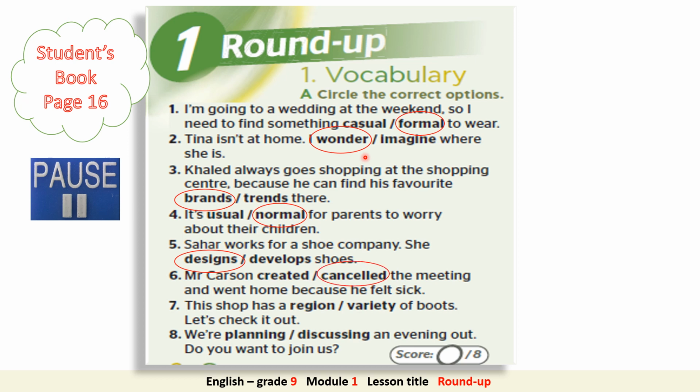7, the shop has a region or variety of boots. Let's check it out. What do you think? Great, it's variety, which means different kinds of. And the last sentence is, we are planning or discussing an evening out. Do you want to join us? What do you think? Very good, it's planning. Great job, students.